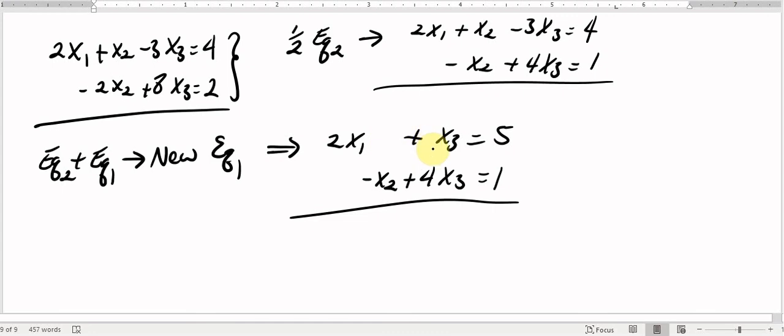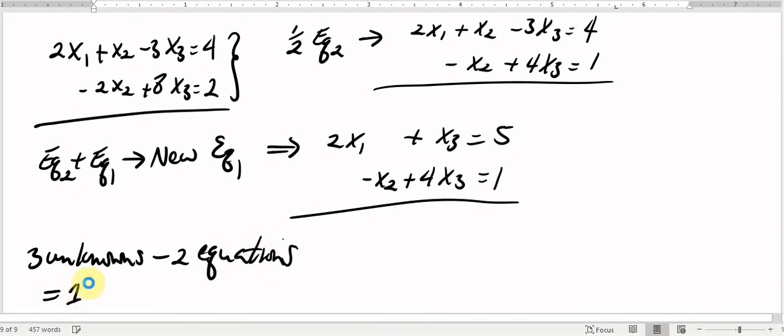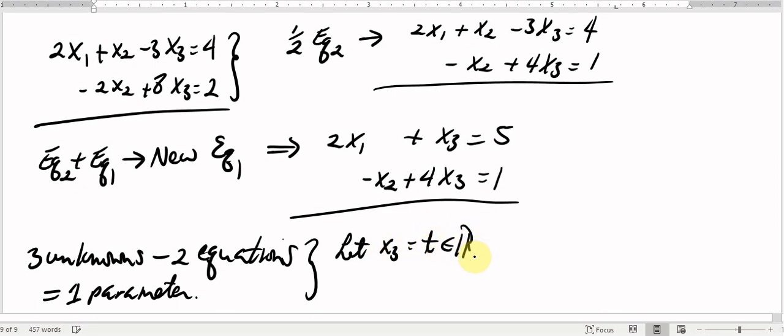Three unknowns minus 2 equations equals 1 parameter. Now the real cool thing here, you can see it, and sometimes you can't for certain systems, but the first equation has an x sub 3 in it, the second equation has an x sub 3 in it. That simply means that x sub 1 depends on x sub 3, x sub 2 depends on x sub 3. Thus, we let x sub 3 equal the parameter. So here, let x sub 3 equal t. t is any real number.